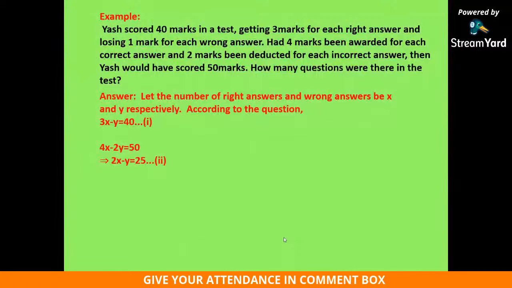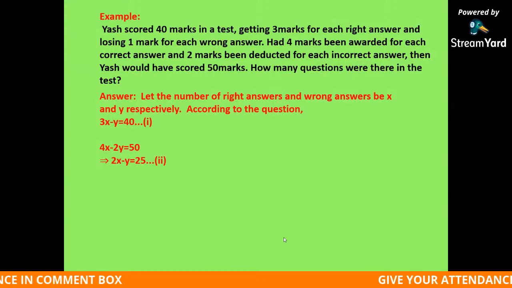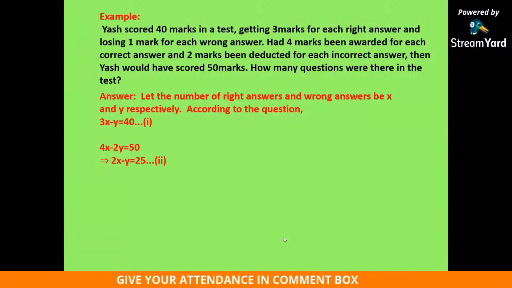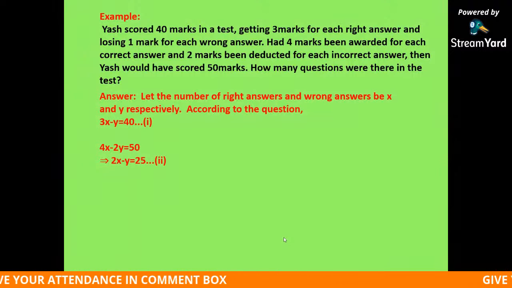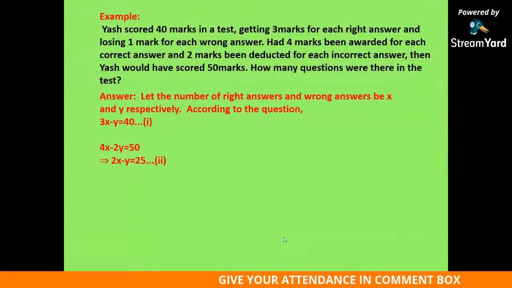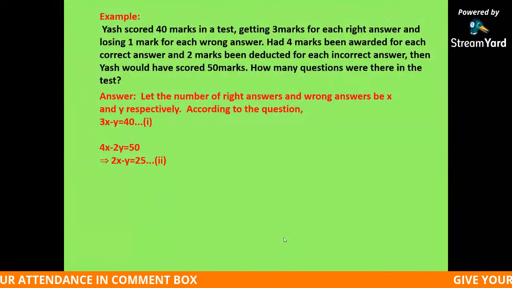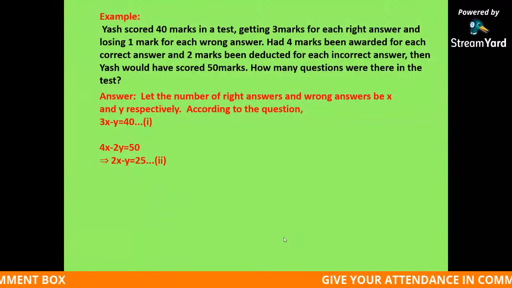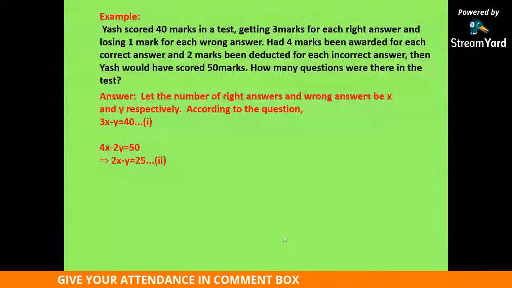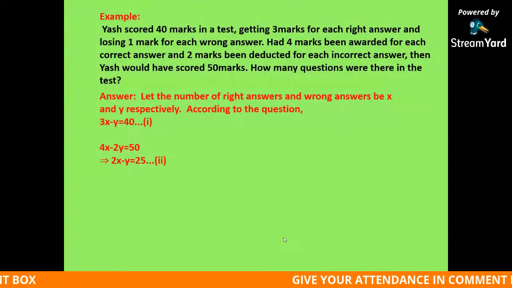Here in this question, again, we have taken a statement question. Just go through the statement. Yash scored 40 marks in a test, getting 3 marks for each right answer and losing 1 mark for each wrong answer. Had 4 marks been awarded for each correct answer and 2 marks deducted for each incorrect answer, then Yash would have scored 50 marks. How many questions were there in the test?